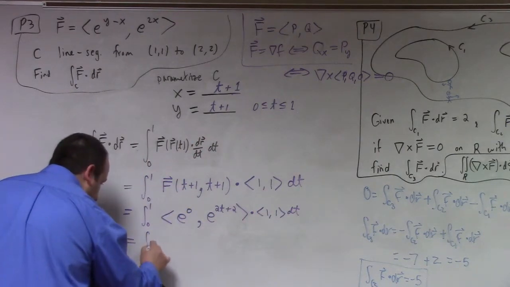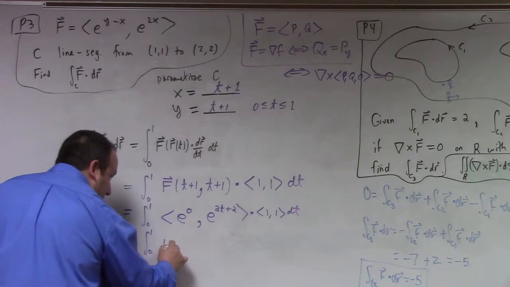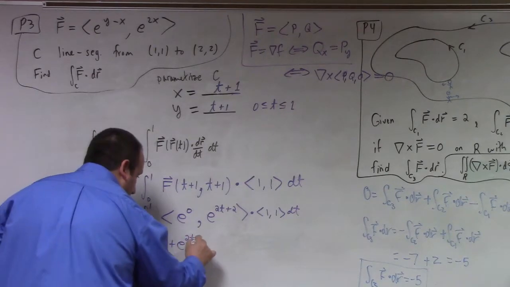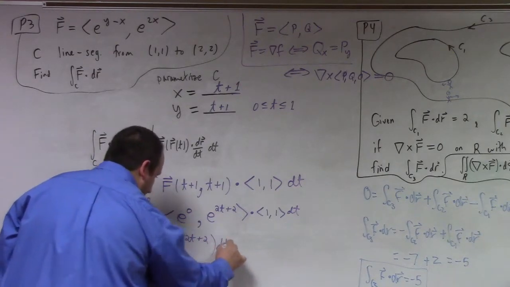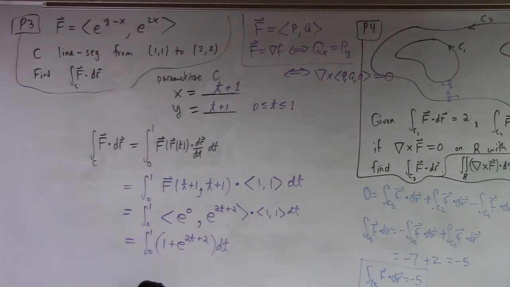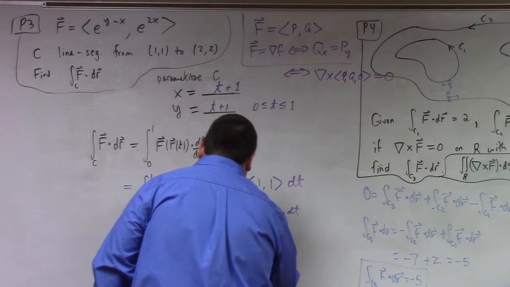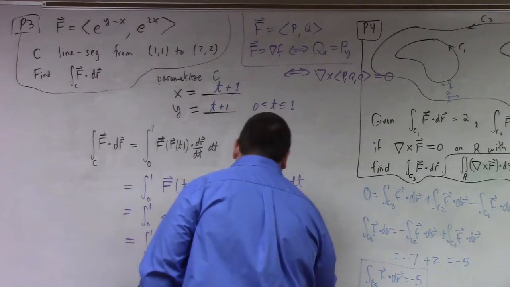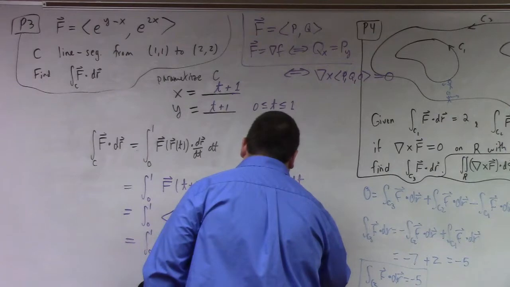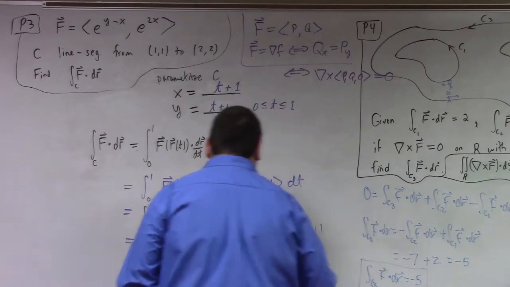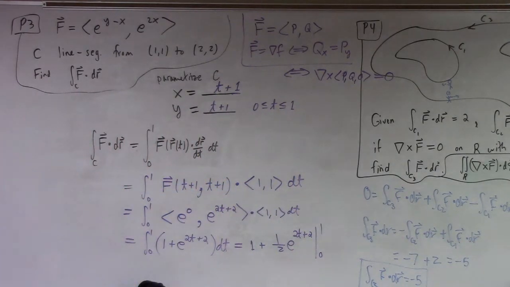So the integral from 0 to 1 of 1 plus e to the 2t plus 2. So the 1 integrates to 1. And so what we get is 1 plus 1/2 e to the 2t plus 2 evaluated from 0 to 1, because the antiderivative of 2e to the 2t plus 2 is 1/2 e to the 2t plus 2.